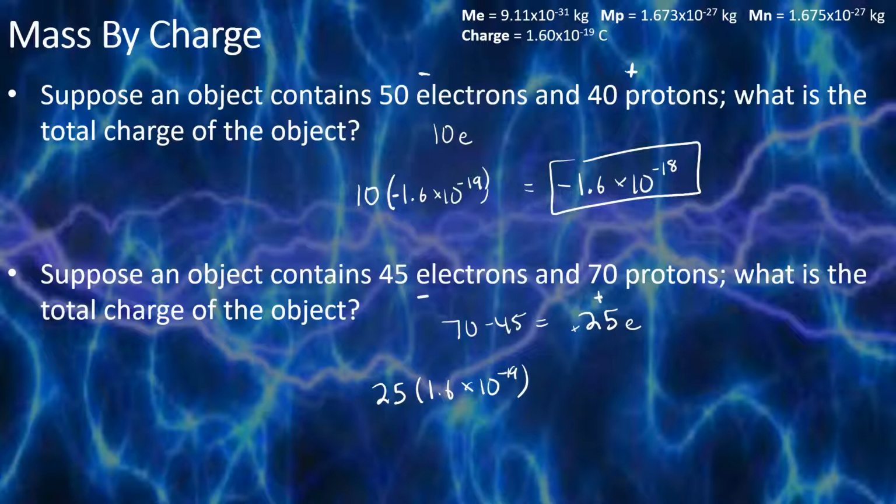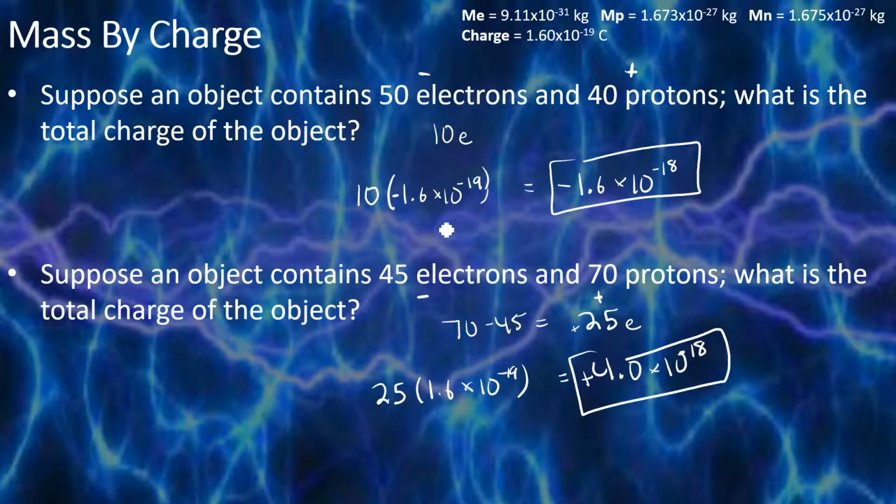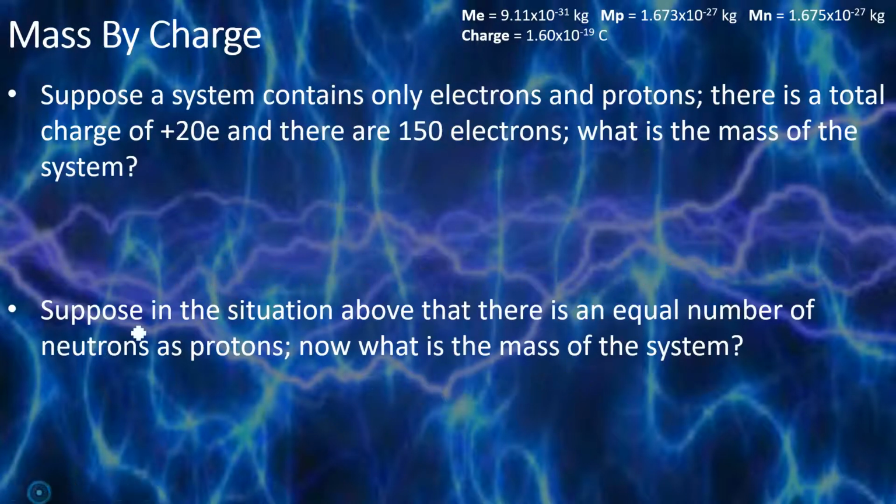And we'll go ahead and multiply that out. So typing that in right now. And we get 4.0 times 10 to the negative 18, but this is a positive charge because we had more protons than electrons. Suppose the system contains only electrons and protons. So we only have electrons and protons possible.